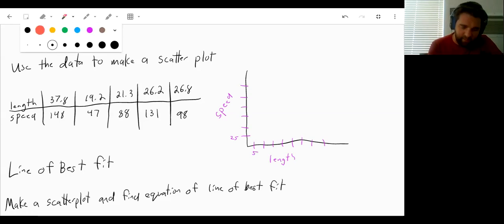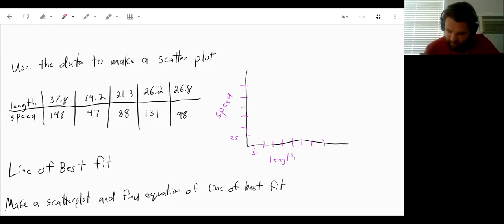And now we can go and plot our points. I need to label these a little bit more so that I actually remember where the numbers are. Okay, so now I can go and plot these. At 37.8, we're going to be up at about 148. At 19.2, we're going to be up at about 47. So about there. At 21.3, just slightly to the right, we're going to be up at 88.